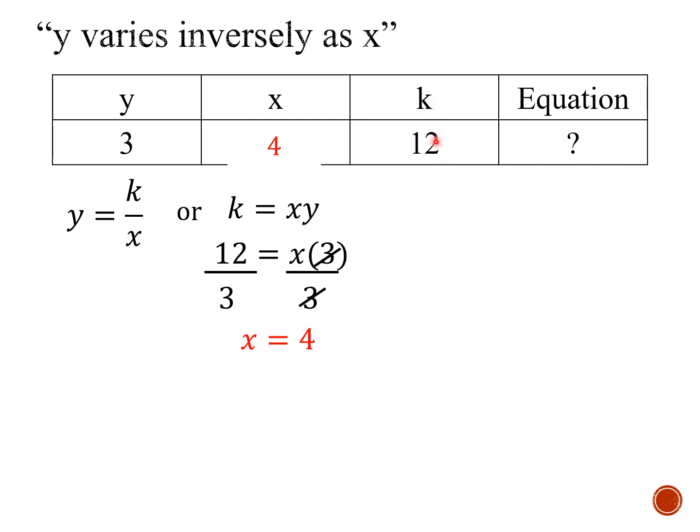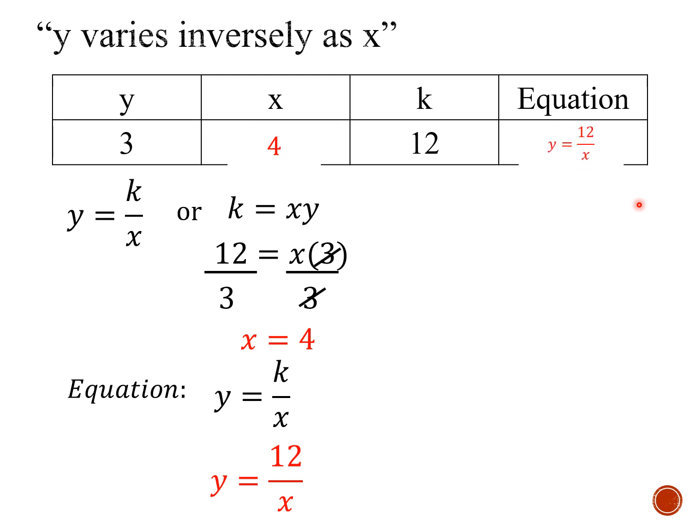Then how to find the equation? Since may k na tayo, napakadali na po kunin ang equation. Gamitin natin itong y is equal to k over x. Then, we substitute k by 12. So that is y is equal to 12 over x. Simpleng-simple po, di ba po? So the equation is y is equal to 12 over x.